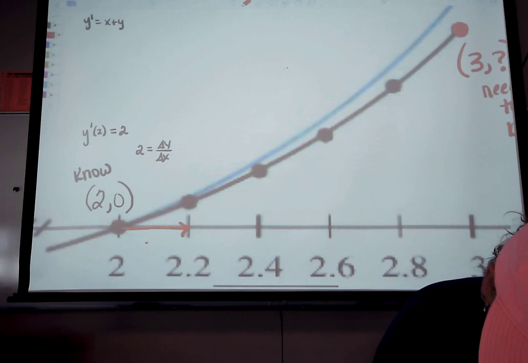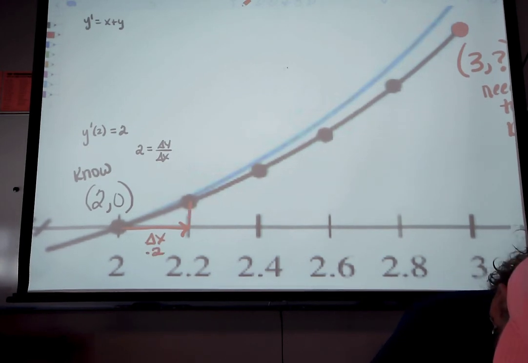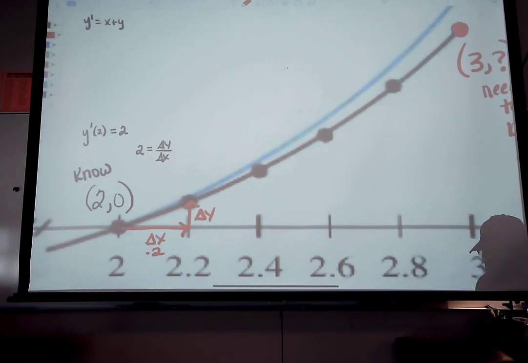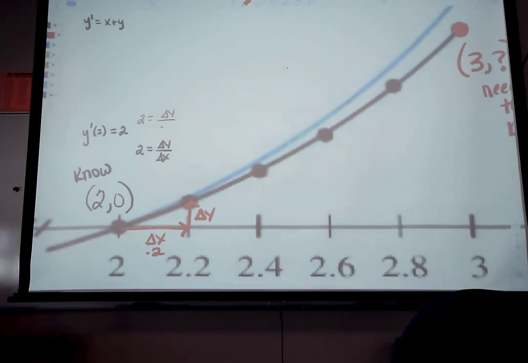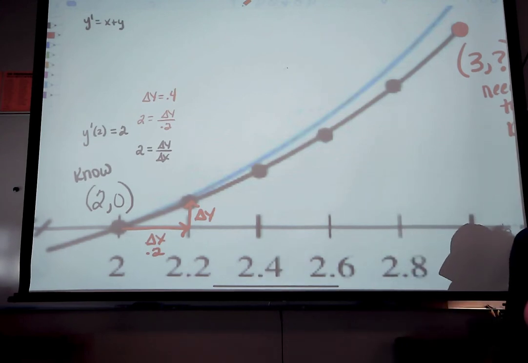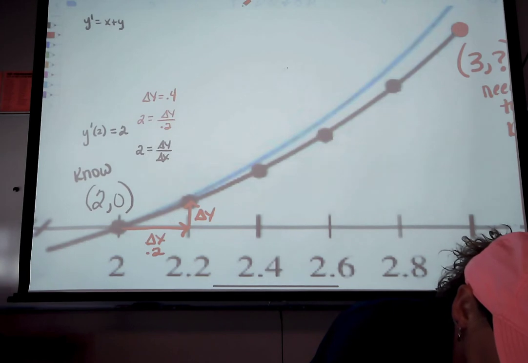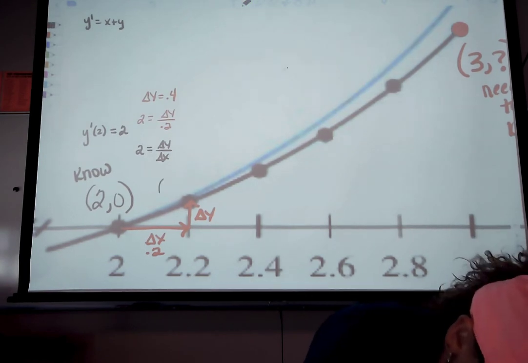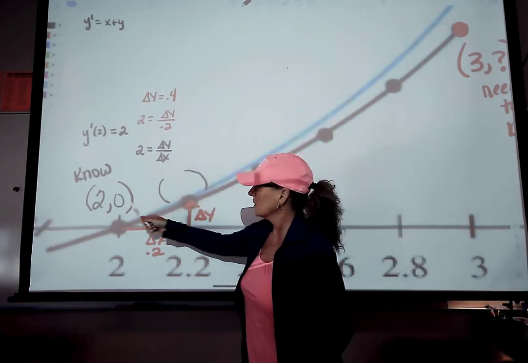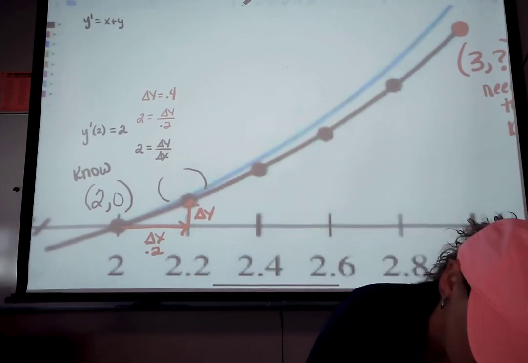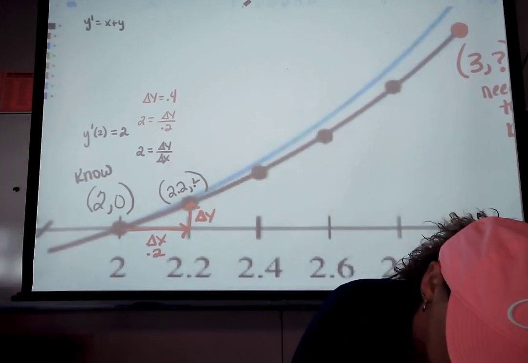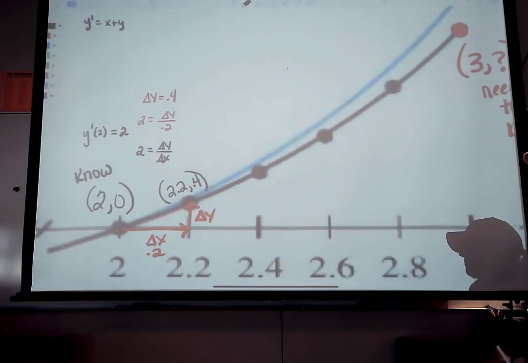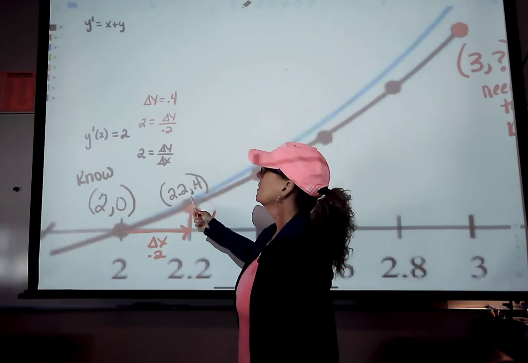Look at how much x changed. This is delta x. This is 0.2. Let's figure out how much y changed. So 2 is equal to delta y over 0.2. Well, delta y must be 0.4. So, let's see. This new ordered pair: the x used to be 2, delta x was 0.2, so 2.2. My y was 0, it went up 0.4, so my y is 0.4. Okay? New point, new slope.